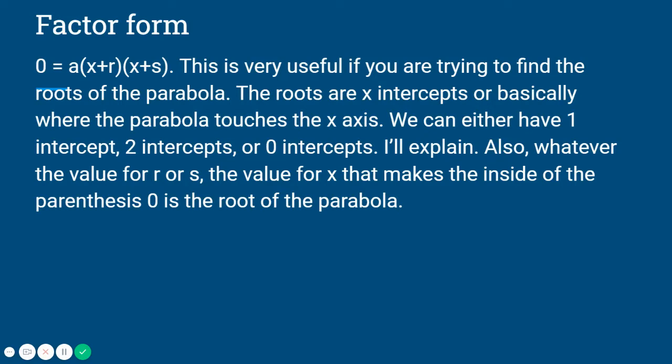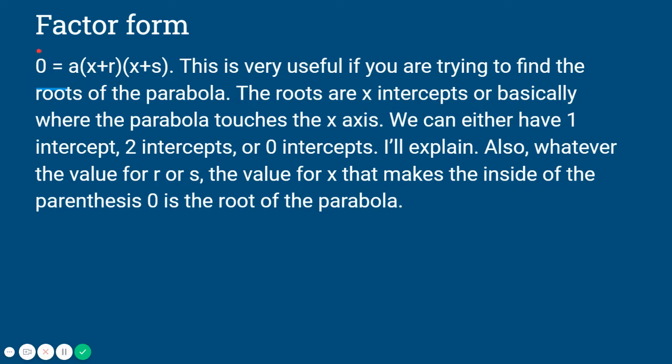We can either have one root, two intercepts. I mean, we can have one intercept, two intercepts, or 0 intercepts. I'll explain that later. Also, whatever the value for r and s is, the value for x that makes the inside of the parenthesis a 0 is the root of the parabola. So if r is equal to 5, x is equal to negative 5. If s is negative 10, then x is equal to 10.